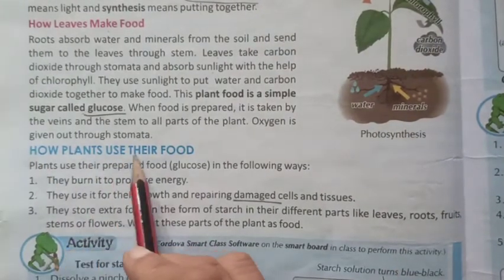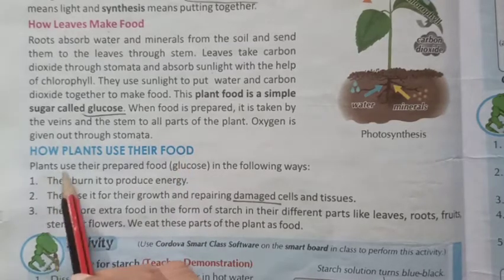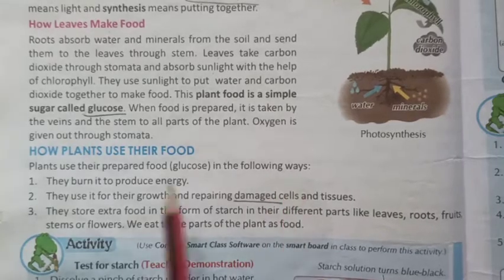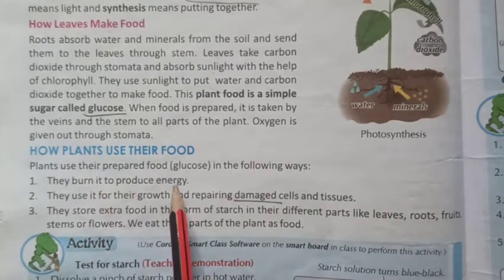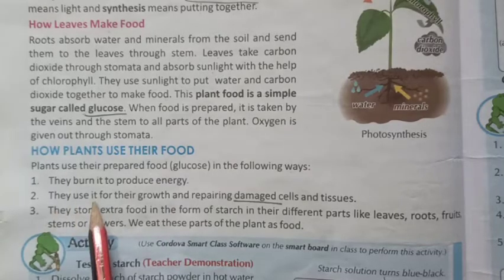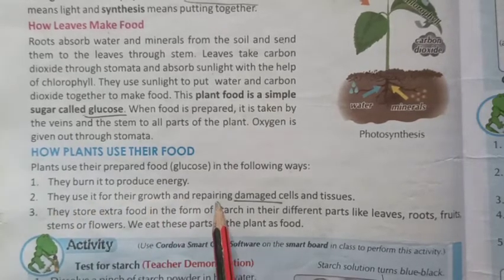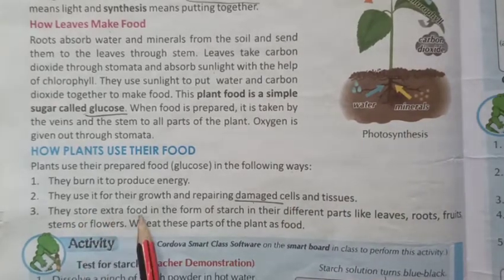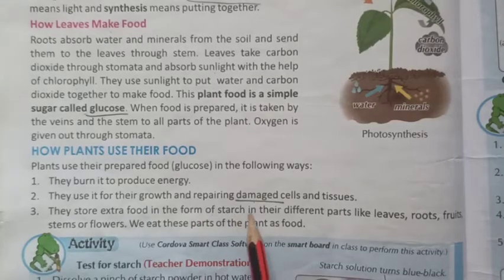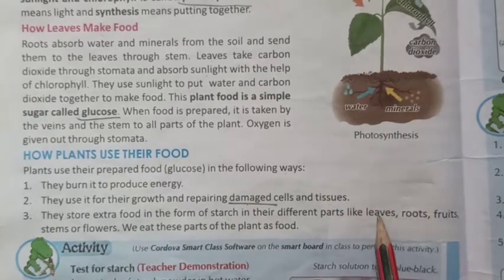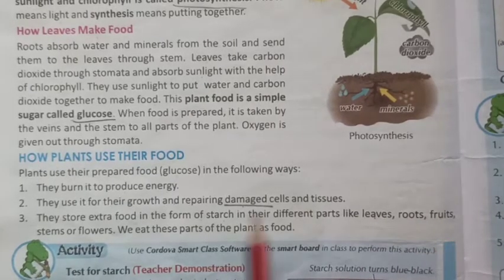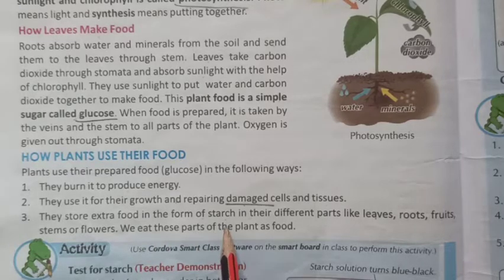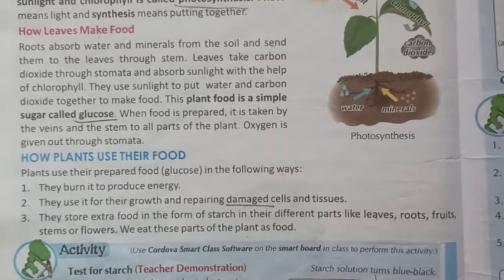How plants use their food? Plants use their prepared food, that is glucose, in the following ways. They burn it to produce energy. They use it for their growth and repairing damaged cells and tissues. They store extra food in the form of starch in their different parts like leaves, roots, fruits, stems or flowers. We eat these parts of the plant as food.